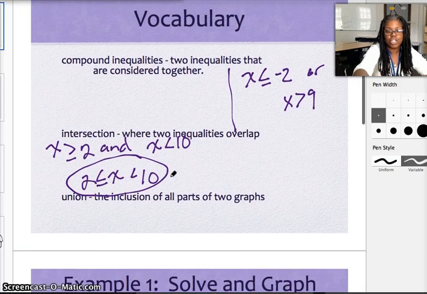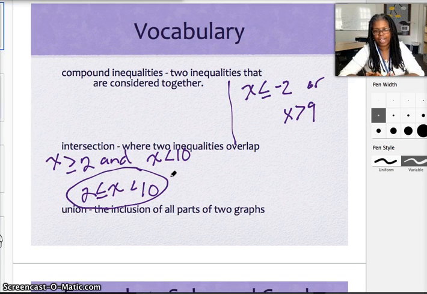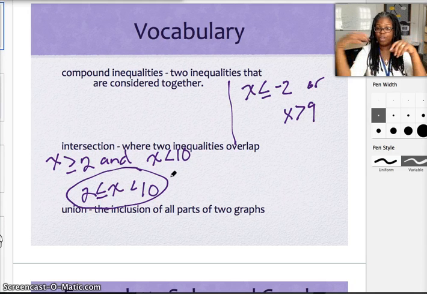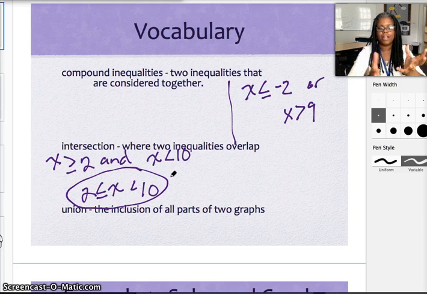A union is kind of the opposite, right? So the union is the inclusion of all parts. Let's go back to our analogy about Grace and I having a birthday party or a party of any sort. If Grace is having a party and I'm having a party, if we just invite all of her friends and then you invite all of my friends and you bring them together, that's a union. So it's a union of two groups.